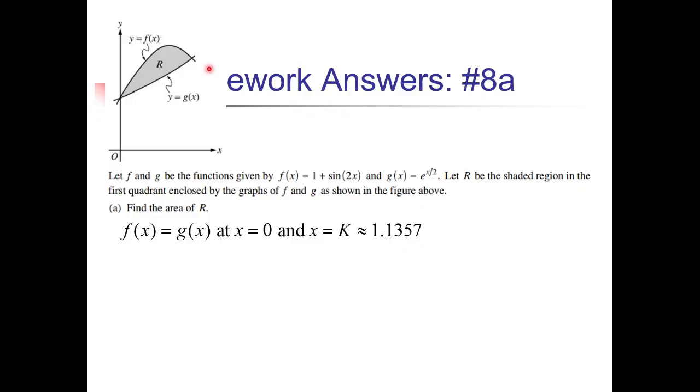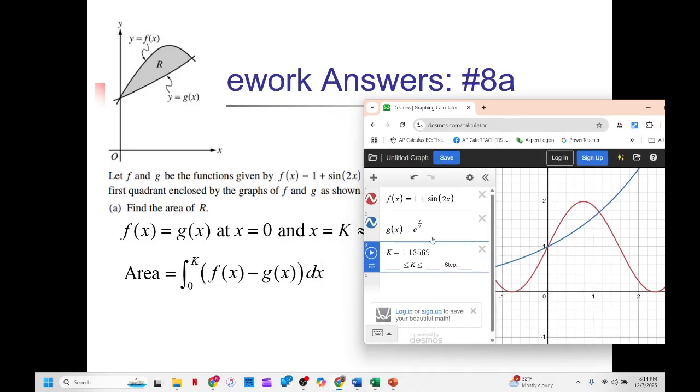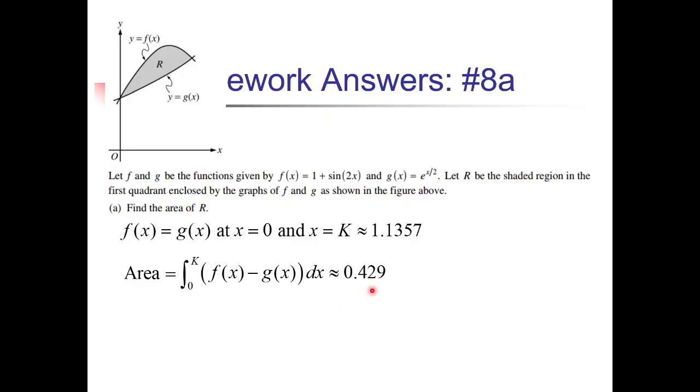So now I need the integral from 0 to k of top function minus bottom function, and they labeled them for us. It was very nice the way they set this up. So we can just write the integral of f of x minus g of x in parentheses dx, and then plug that in the calculator. So we have int from 0 to k, parentheses, f of x minus g of x, close parentheses, dx, and that's about 0.429. Now in this problem there were no units whatsoever, so we don't need to give units, and this one is just done.